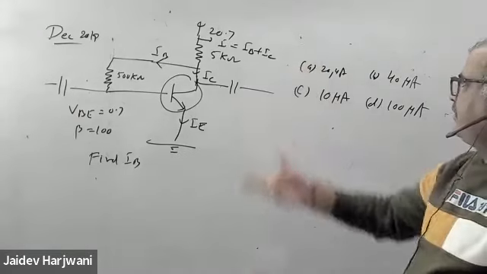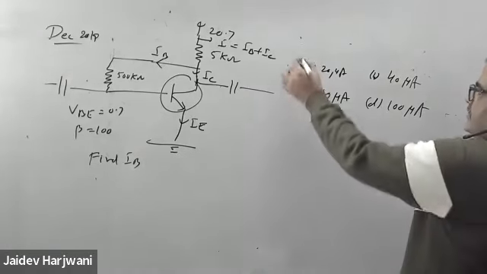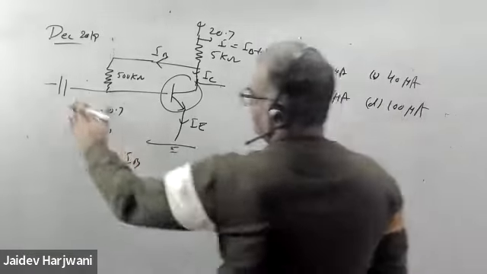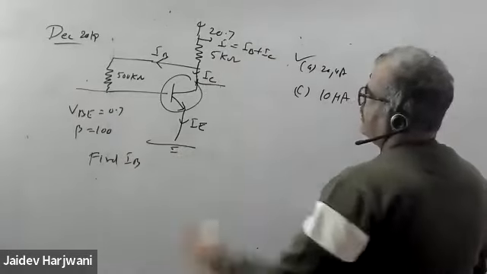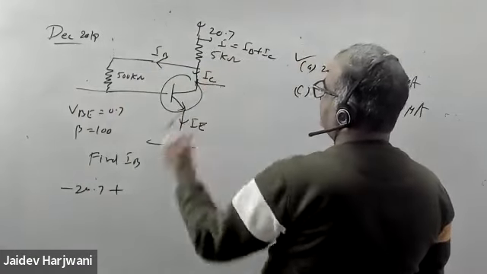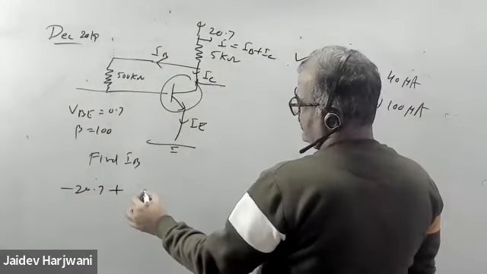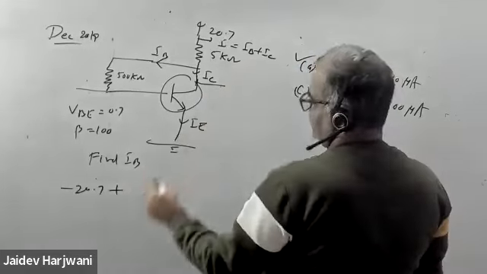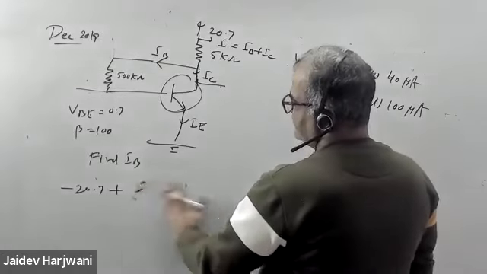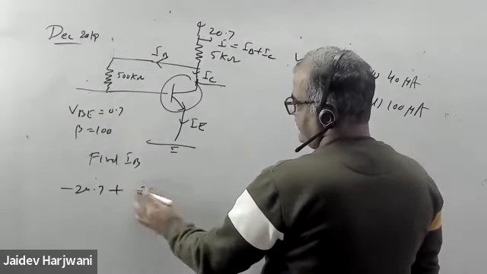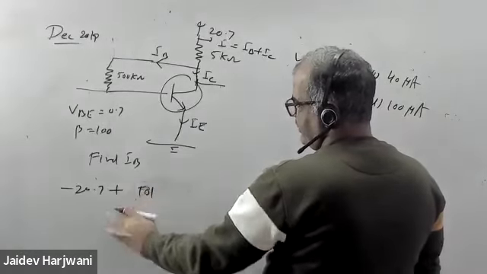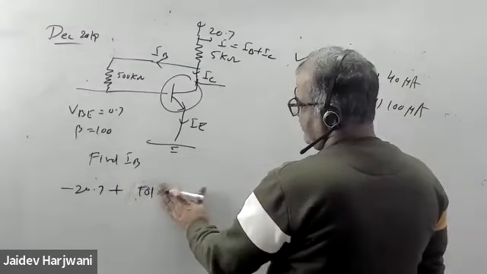So think, 20 microampere is the answer. You can check it, because this will go open, no need to worry about this one. Again, you are getting minus 20.7 plus IB plus IC. So IB plus IC, that is IB, and IC is beta IB. So you can write this as beta plus 1, and beta is 100, so 101 IB, and resistance 5 kilo ohm.